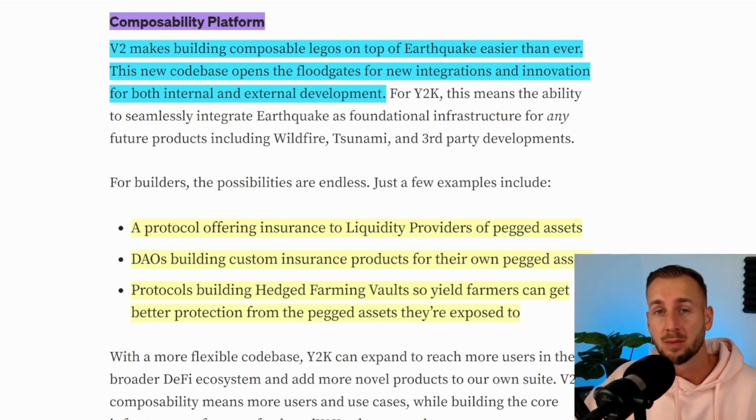So this will mean that other protocols can now tap into Y2K, use it as a bit of a Lego block and build on top of it, use the product and offer it as a service to their communities. This again likely to increase the overall TVL.